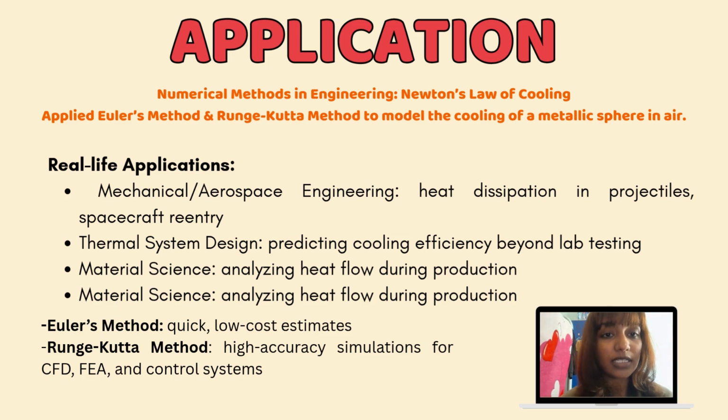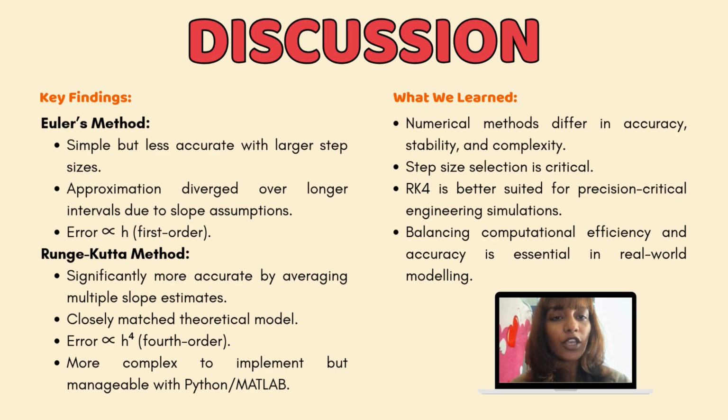Euler's method is simple and easy to use, but it becomes less accurate with larger step sizes. Over time, the results can diverge from the expected outcome because it only uses the slope at the current point. As a first-order method, its error is directly proportional to the step size.